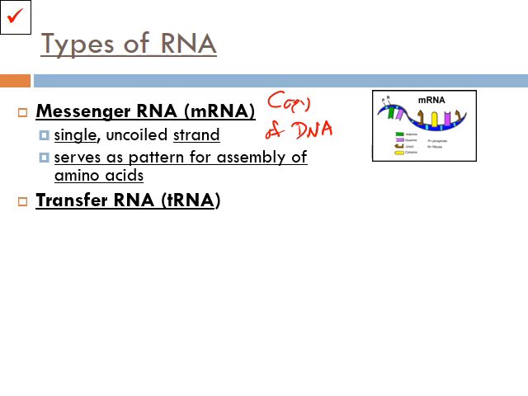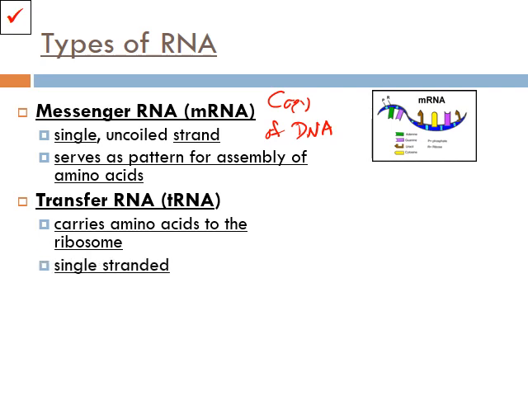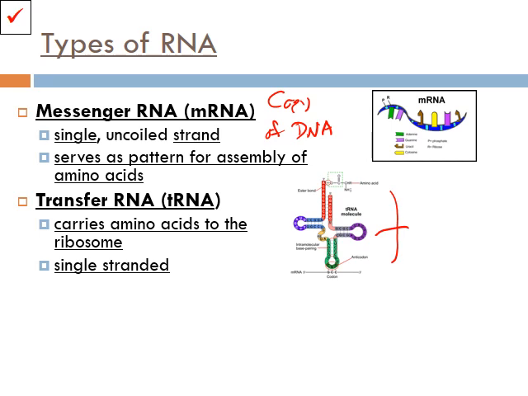After that, we have our tRNA, or the transfer RNA. This carries the correct amino acid to the ribosome to be created into a protein. And this is also single-stranded. Now the tRNA gets its name not only because it is the transfer type of RNA, but it also kind of looks like a T. What this does is bring the amino acids to be made into a protein.